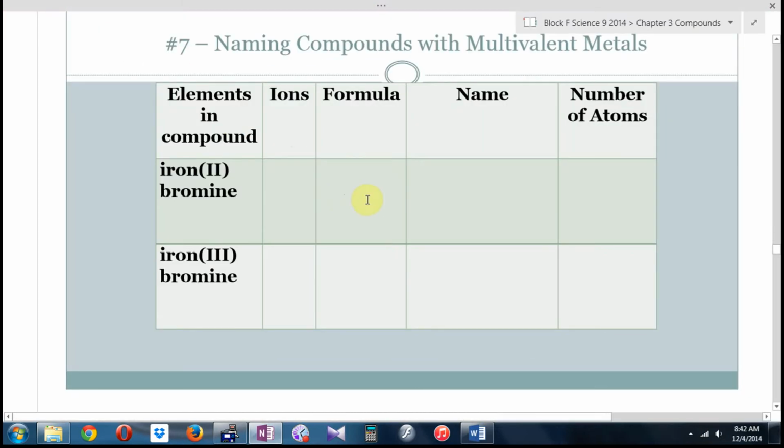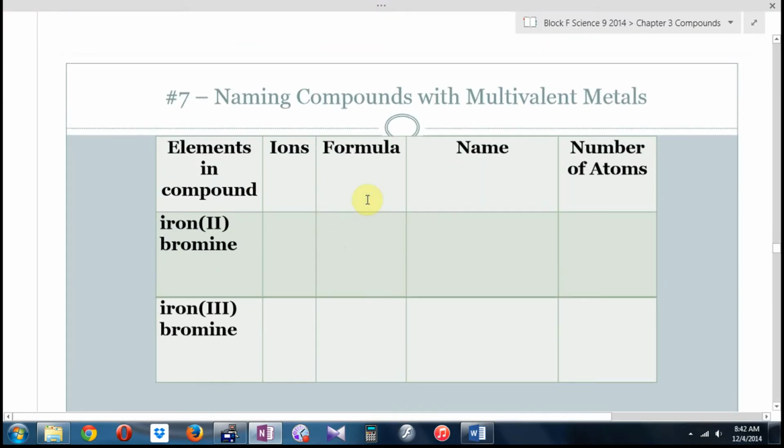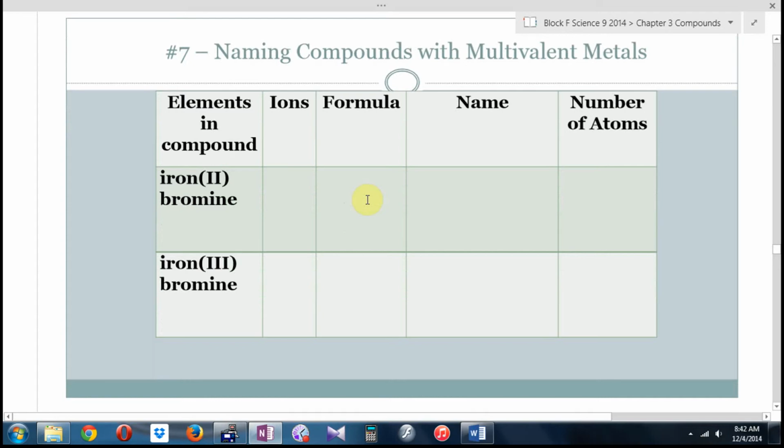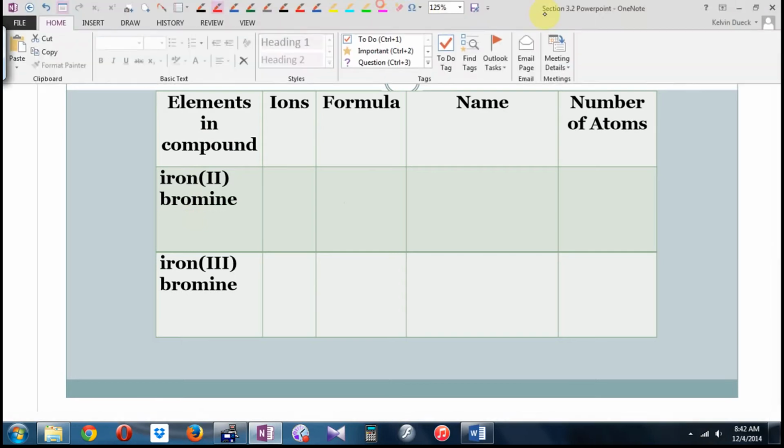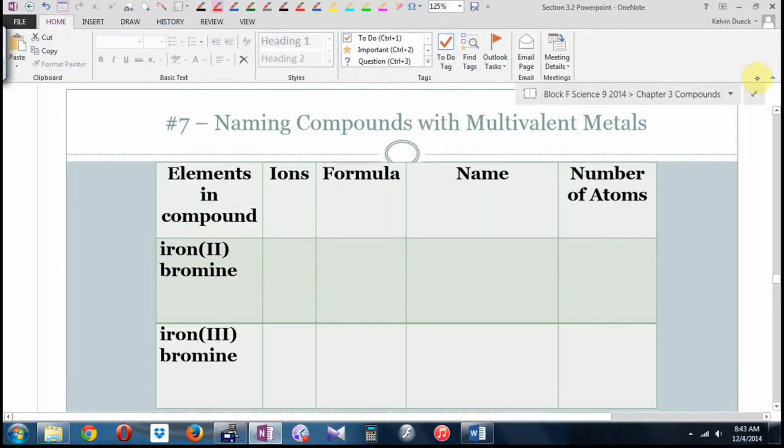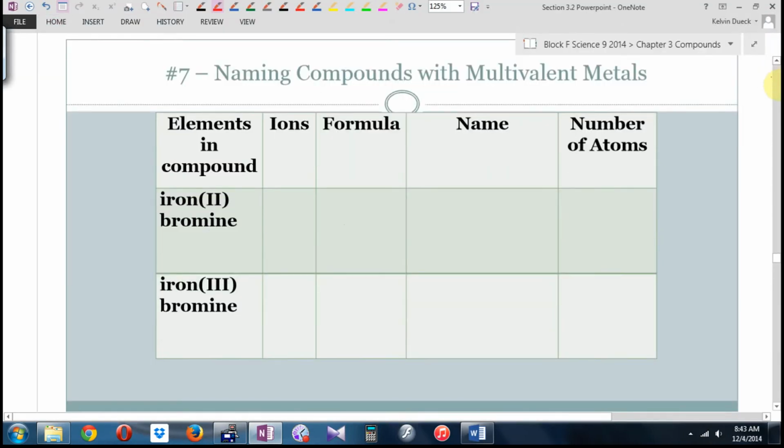Naming compounds with multivalent metals, okay? We're going to use Roman numerals to show what ion charge. So, if I told you iron 2 bromine, you guys have this in your chart there, yes? What we're saying is this. The ions here must have been, can you find iron? What's its ion charge? And the answer is several, right?